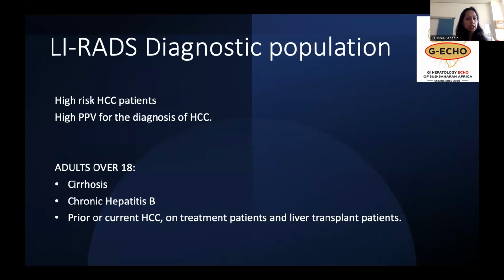The inclusion criteria is for adults of 18 and above, and adults who are cirrhotic, with certain exceptions, as I will go through just now. Chronic hepatitis B patients without necessarily having cirrhosis in the background. Patients with prior or current histories of HCC, whether they are on treatment or whether they are liver transplant candidates.